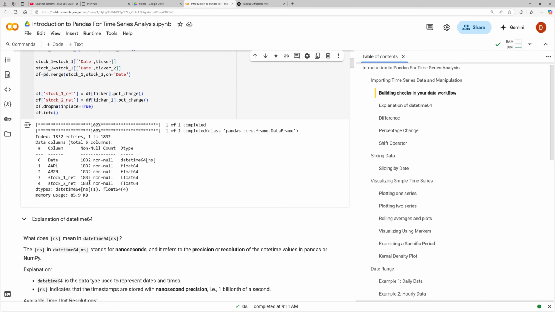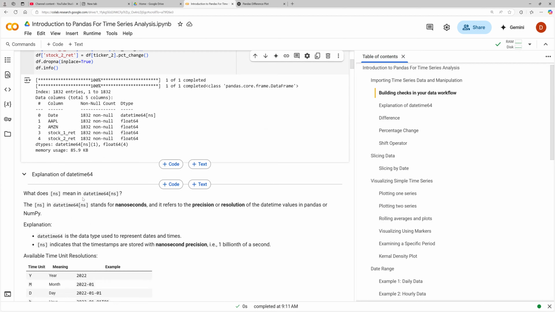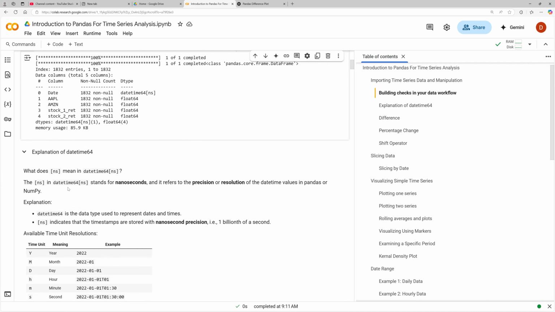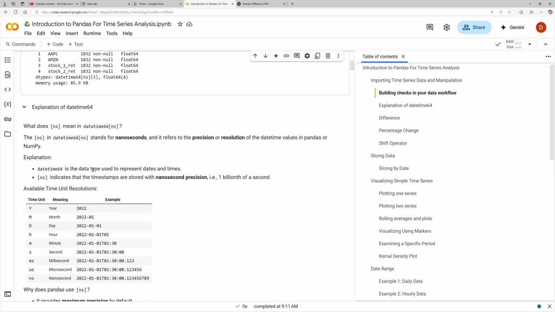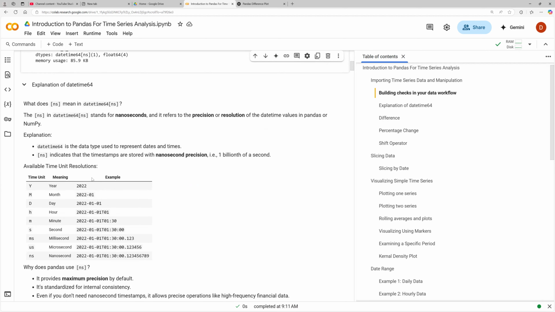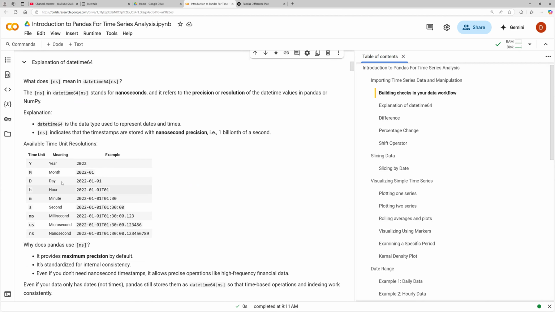Now there's a datetime64 NS, and this is a datetime object, which is pretty important. The NS basically means nanoseconds, right? And it refers to the precision and resolution of the datetime values in pandas, and NumPy actually. So the datetime64 is used to represent dates and times. It represents the nanoseconds. Now there are different time units, but Python and pandas by default give you the nanoseconds, because it's the most precise.